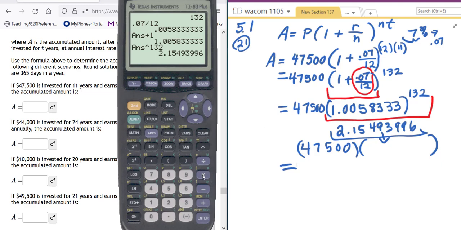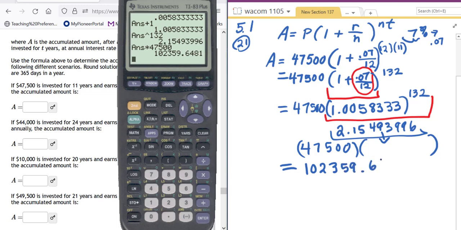So I'm just going to hit times 47500, enter. All right, and so my A should be 102,359.6481. They want us to go to the nearest cent. This is your cent place. You look one digit to the right, and 8 is going to push us up. So we should have 102,359.65.